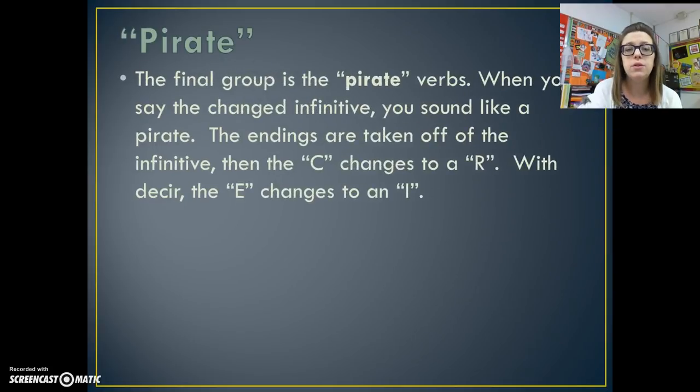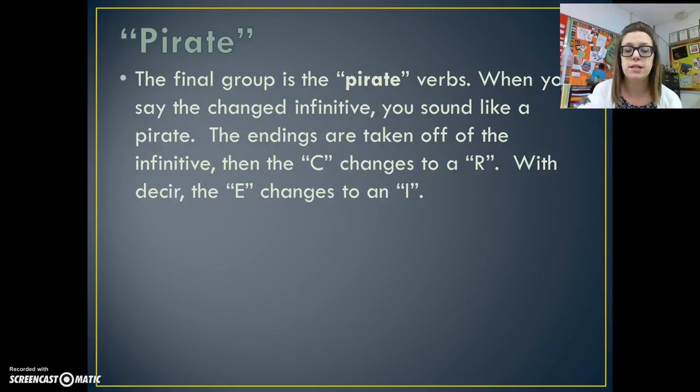The final group is the pirate verbs. When you say the changed infinitive, you sound like a pirate. It's kind of silly, but just a way to remember it. So the endings are taken off of the infinitive in these two. Then the C changes to an R, pirate. With decir, the E will change to an I.